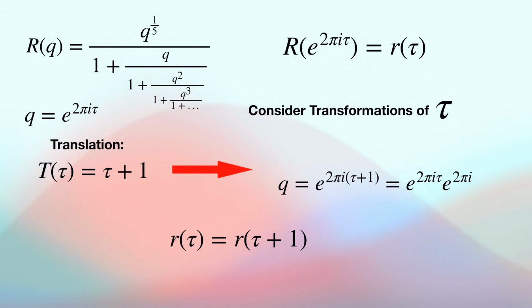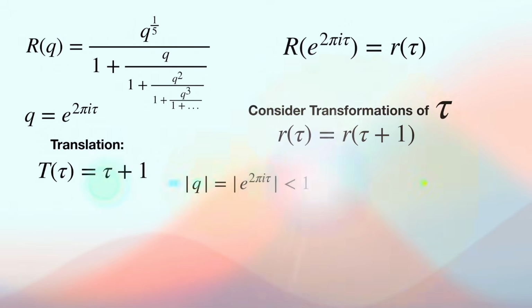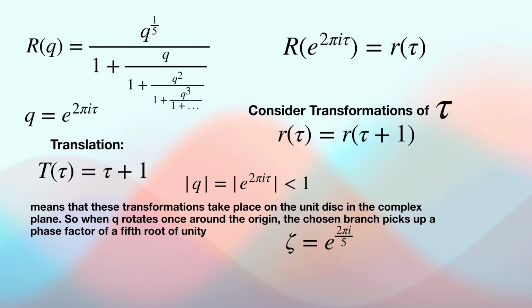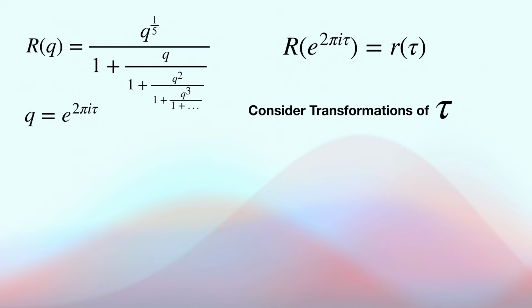So by doing a translation of 1, we notice that the nome Q returns to itself, Q. So we're wondering, does our new function of tau do exactly the same thing under this type of translation? What does this translation really do? Well, Q lives on the unit circle, which means that these transformations take place on a unit disk in the complex plane. So when Q rotates around the origin once, we pick up a fifth root of unity as a multiple. So translation by a factor of 1 indicates that we are rotating around that unit circle.